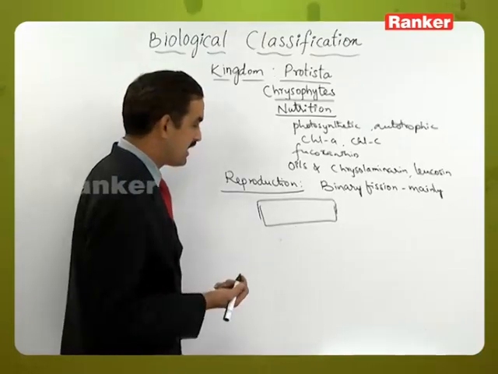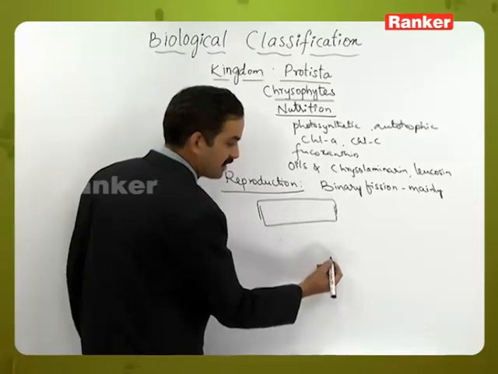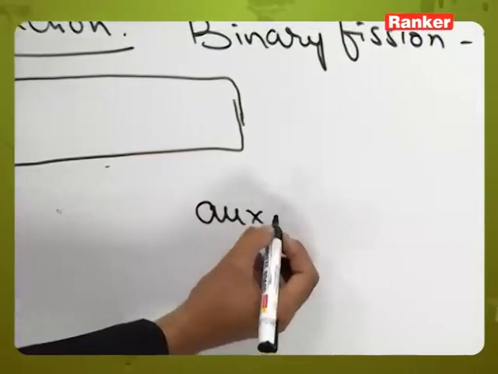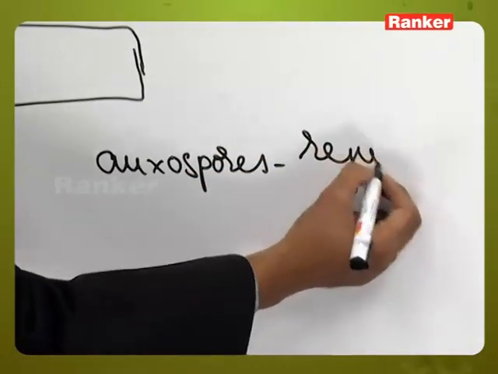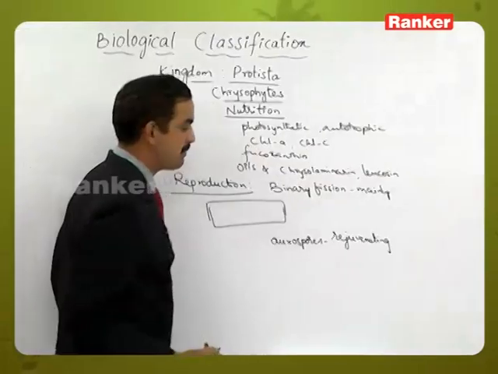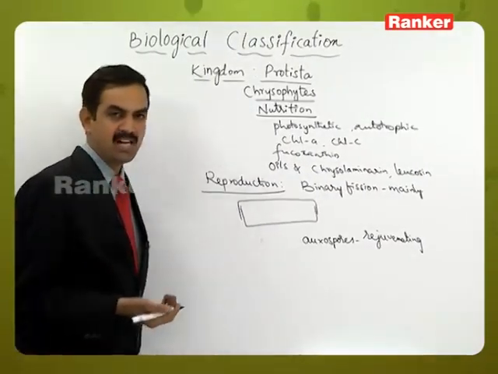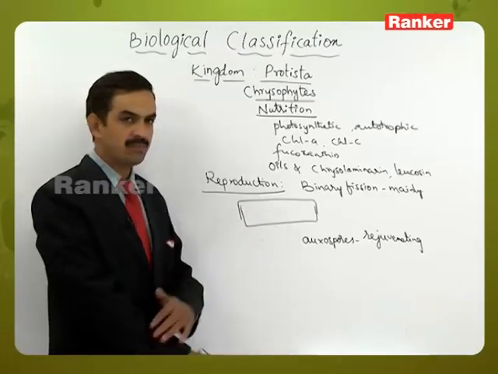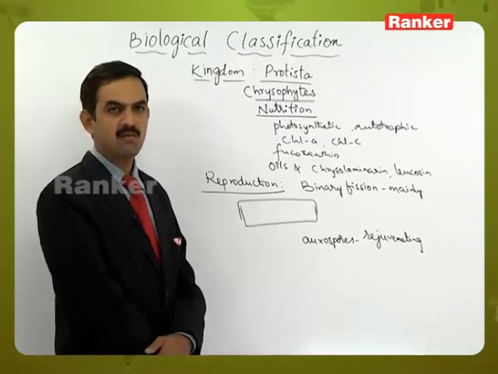So how do these diatoms regain their size? By the formation of special structures called auxospores. These rejuvenating structures help in regaining the actual size when the size of the daughters has decreased during the process of binary fission.